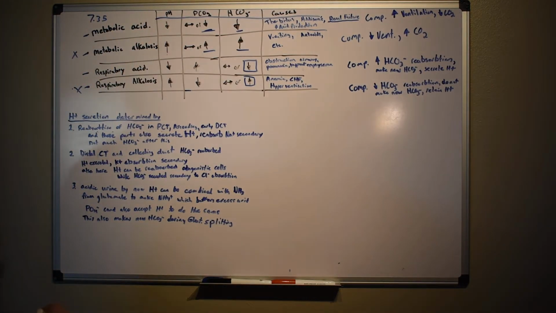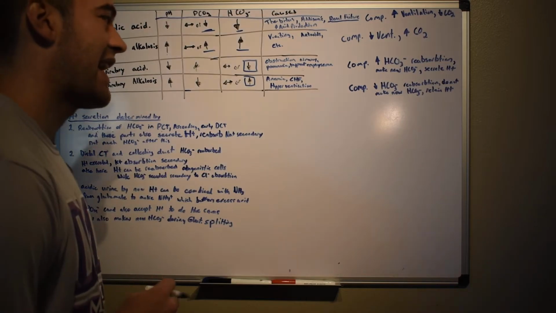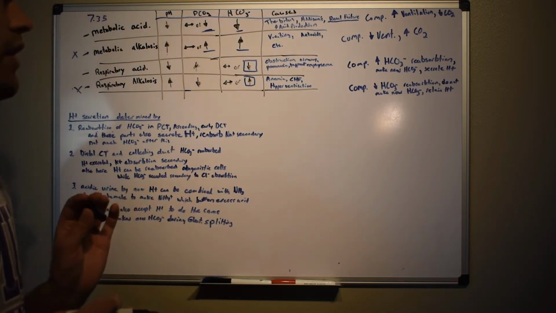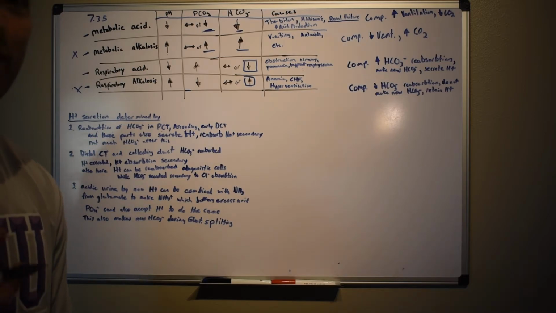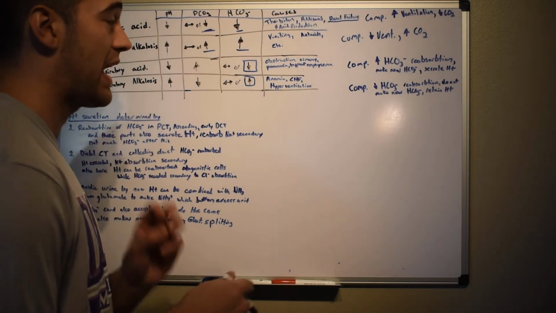Metabolic alkalosis. So vomiting, antacids. Not very common, not very high yield to know, but with vomiting, we decrease the amount of acid we have in our stomach, which is our major source of acid in our entire body.